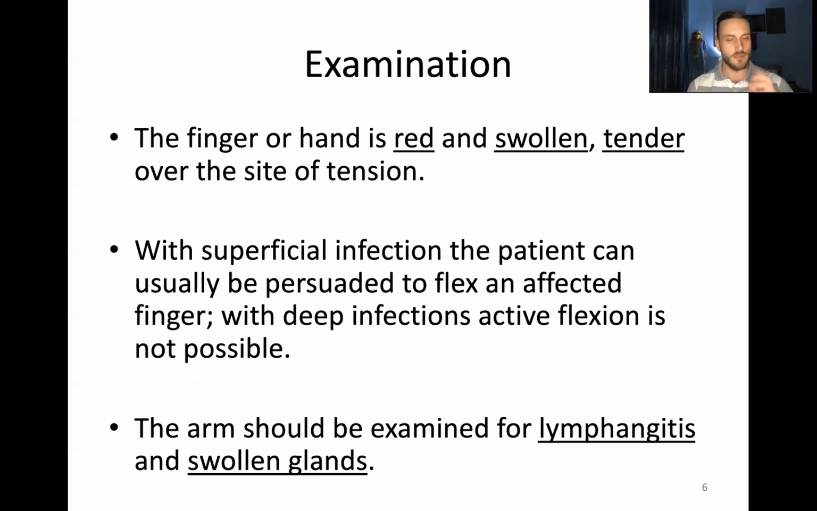For the examination, in the normal exam you have inspection, palpation, percussion, auscultation. In orthopedics, we have look, feel, and move. By looking, you can see the redness, the swelling, the asymmetry, deformities. Then you go feel: you can feel the tenderness, the temperature, the pulses, the neurovascular status. Then you go to move.